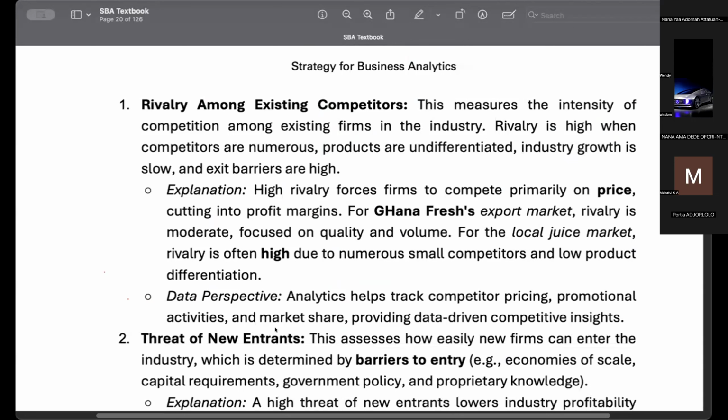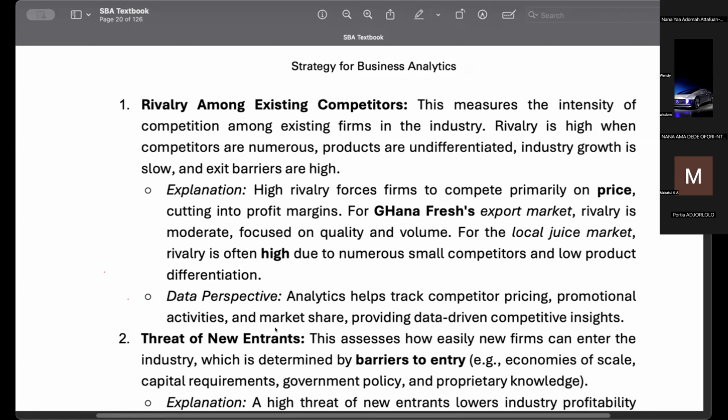Now for the Ghana fresh export market, rivalry is moderate because they are exporting to the EU. Rivalry is moderate, with a focus on quality and volume. When you are taking the products there, you have to be concerned about quality because it is a premium product. The quality should be high, and you should be able to provide enough volume to fill all the key premium shops that you want to sell in.